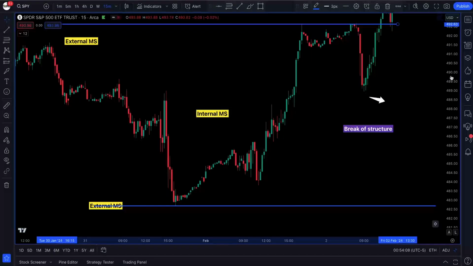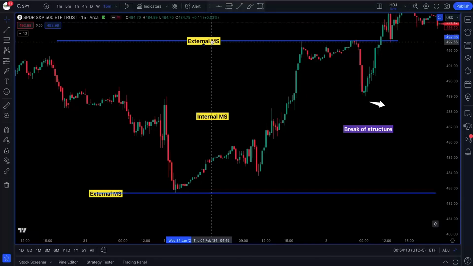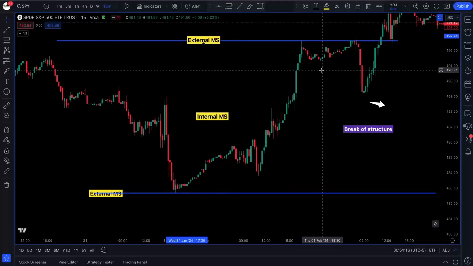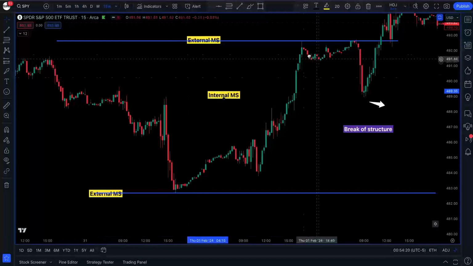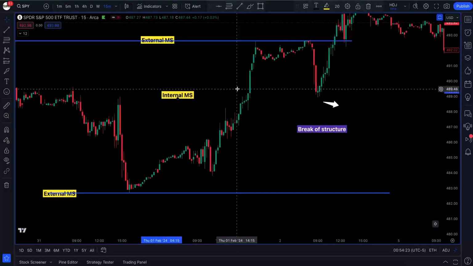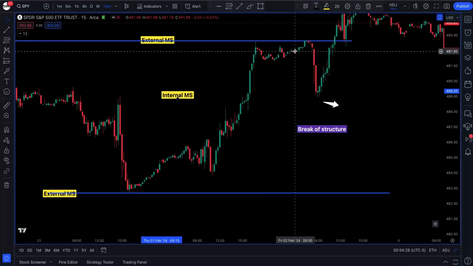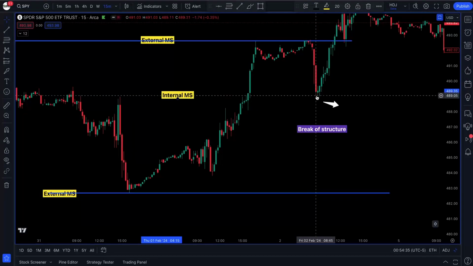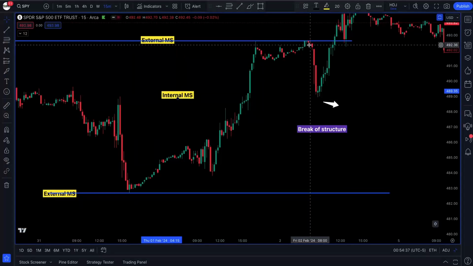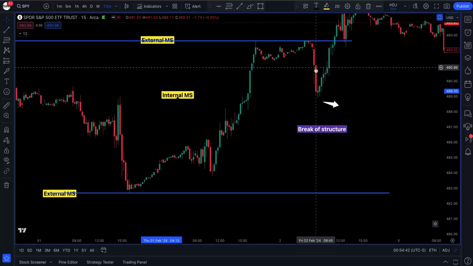And let's make this tighter. So now we have a new external market structure level. Okay, now this is still our low, and everything inside is still internal. We go to the right, we come down a bit, up a little bit more, and then we bounce off of this line back to the downside. And we have 1, 2, 3 candles close below each other, even 4 candles.